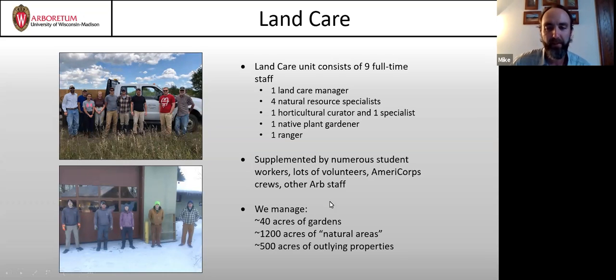And then I think Lisa may have mentioned most of this in the intro, but in terms of the land that we're managing, it's about 40 acres of garden, about 1,200 acres of what we call natural areas, and then 500 acres of those outlying properties that are scattered around the state, in addition to the 1,240 acres at the core property in Madison.